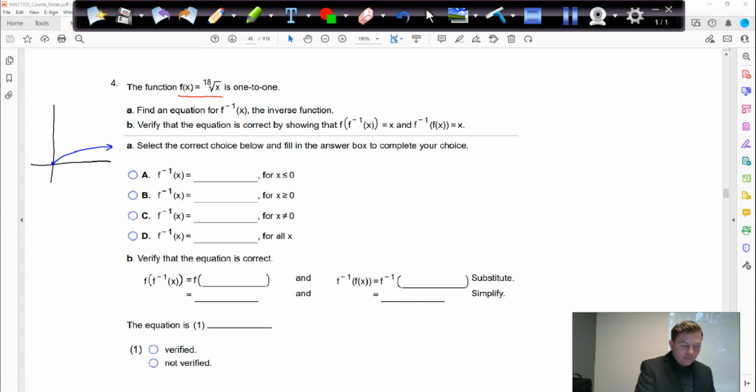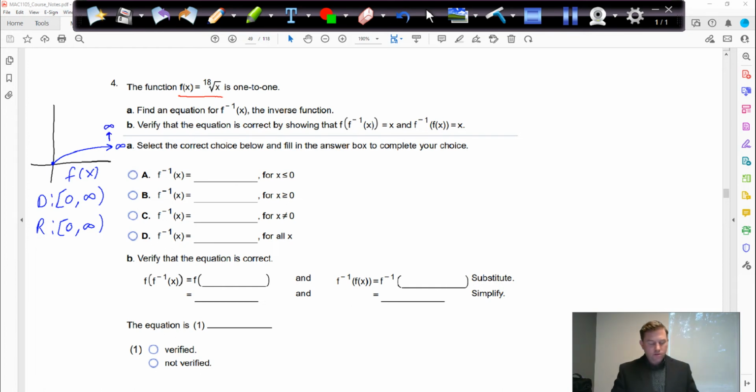But let's actually do the domain on this because we're going to need it. The domain starts at 0 and includes it, and it goes off to positive infinity. So this would be f of x. Let's do the range while we're at it too. The range would also start at 0 and go off to infinity. So this thing has an angle on it, so it's going to go up to infinity as it goes to the right to infinity.